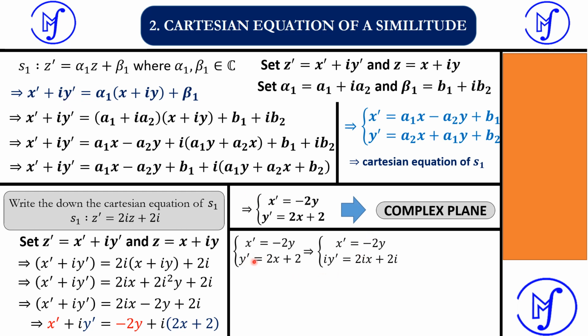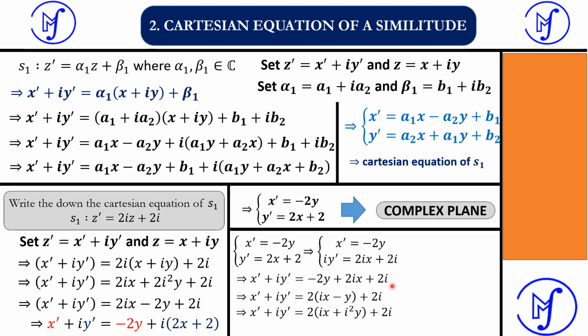Multiplying equation 2 by i, we have iy prime equal to 2ix plus 2i. We add the two equations, we have x prime plus iy prime equal to negative 2y plus 2x plus 2ix, then plus 2i. Now I'm going to pair. Remember that we need to have x plus iy. So we try to pair the x, which is having i, with this other y. So x prime plus iy prime becomes, we can even factor out 2, and we get ix minus y, then plus this remaining 2i.